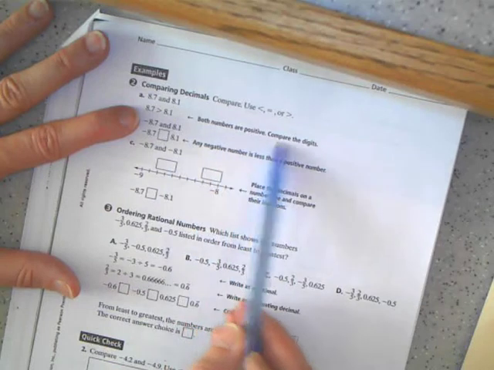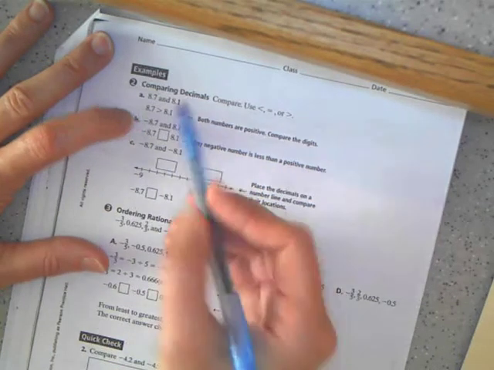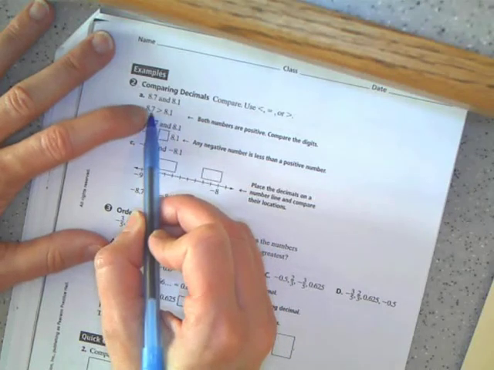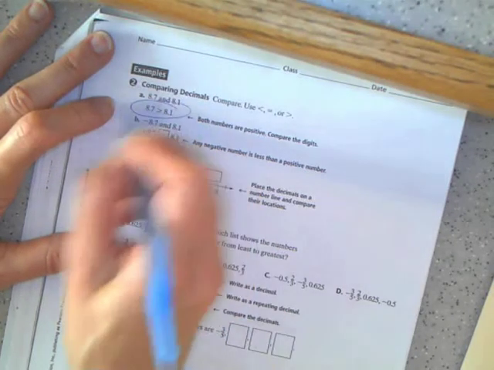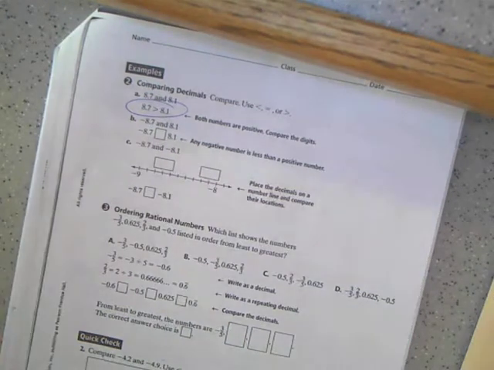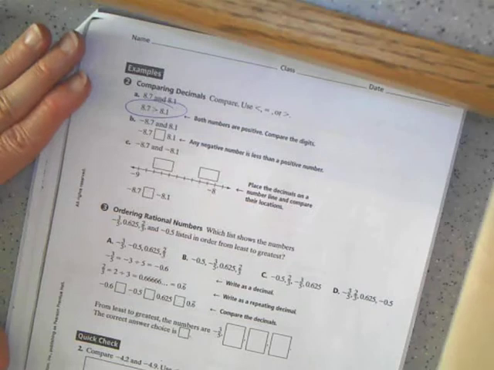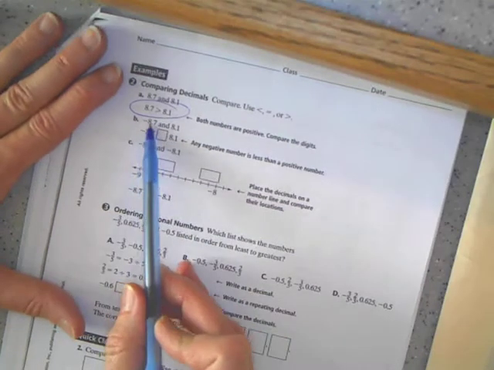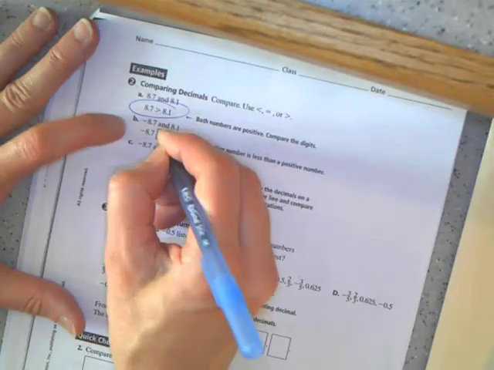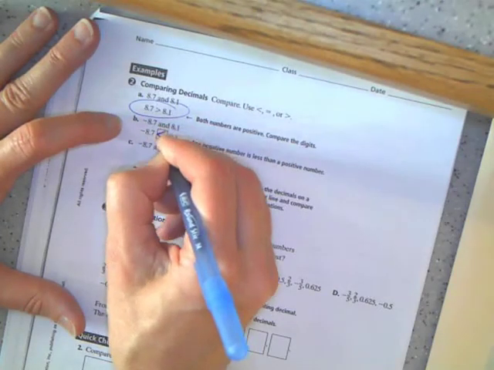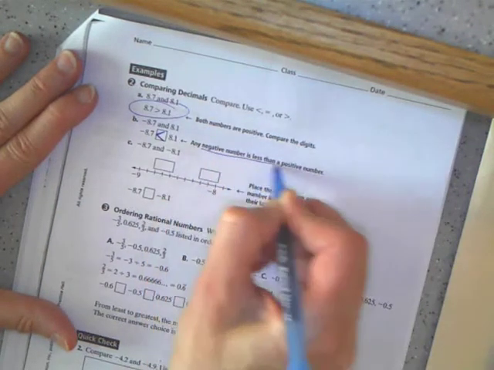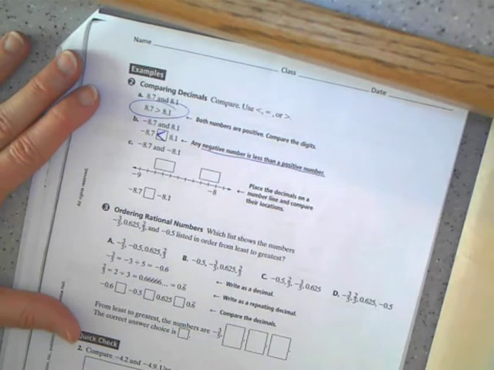Since both numbers are positive, we'll simply compare the digits. So I start with the ones place, they're equivalent. 7/10 is greater than 1/10, so my whole entire number, 8.7, is greater than 8.1. Okay. All right, letter B, -8.7 and +8.1. This I don't really even have to do any real comparison because any negative number is less than any positive number.